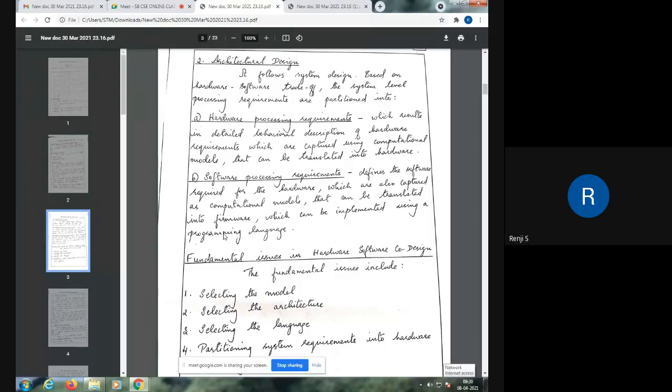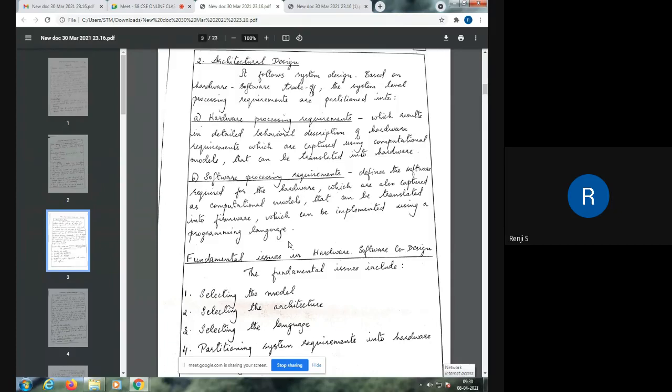Software processing requirements define the software required for the hardware, and they are captured in the computational model. Captured in the computational model means they are represented using computational model diagrams. There are certain diagrams that come under computational model, which we will cover in the next section. These computational models can then be translated into firmware, and this firmware can be implemented using a programming language. Firmware is also a program, so you need some programming language to implement it.